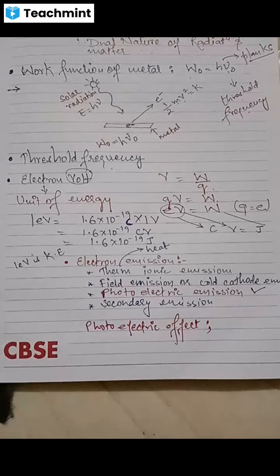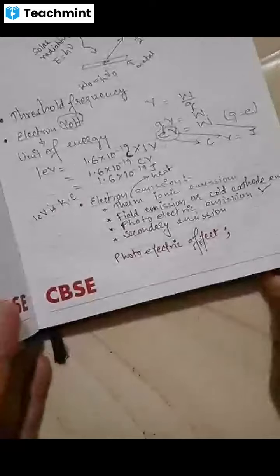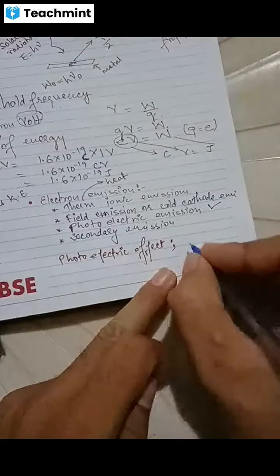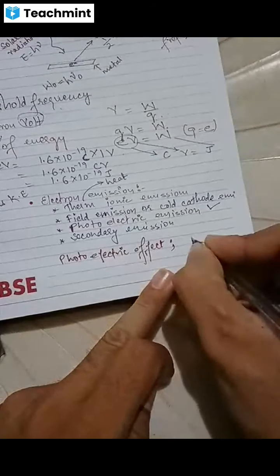So, what is happening in this process? This is an effect in which electrons get ejected out of the metal surface when light of suitable frequency strikes that particular surface. So, dear students, this concept needs to be very clear. Now, in order to understand this, let us make a diagrammatical representation.